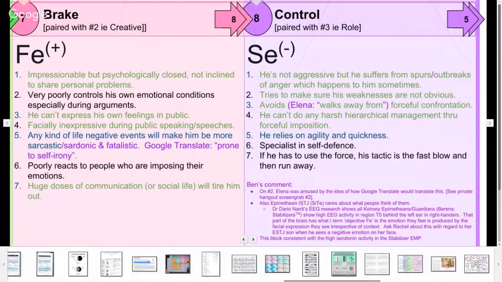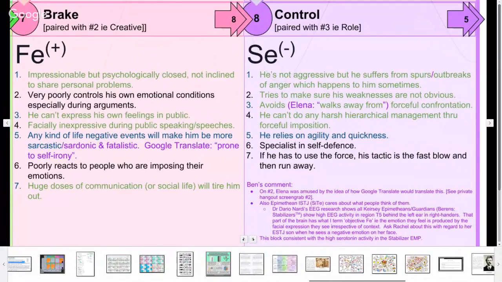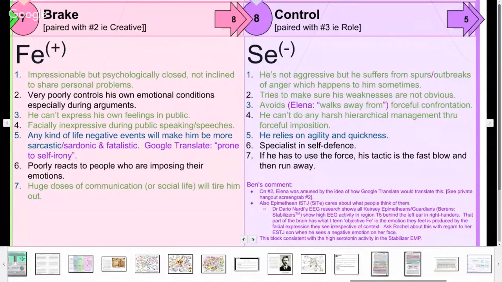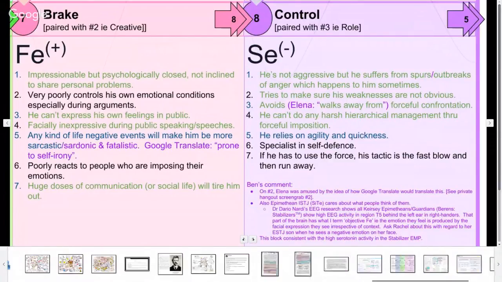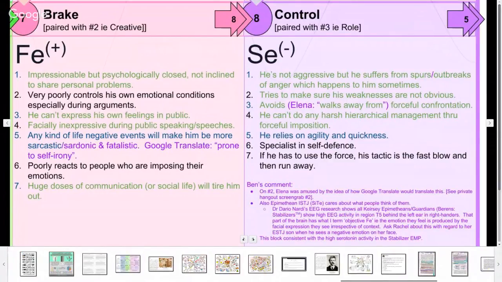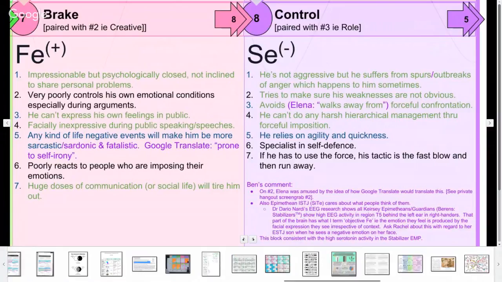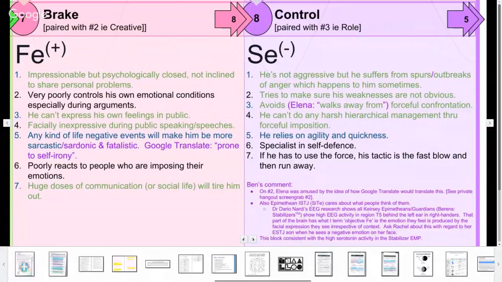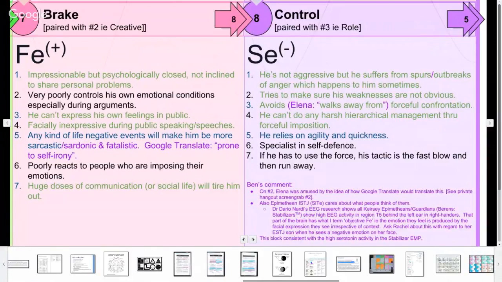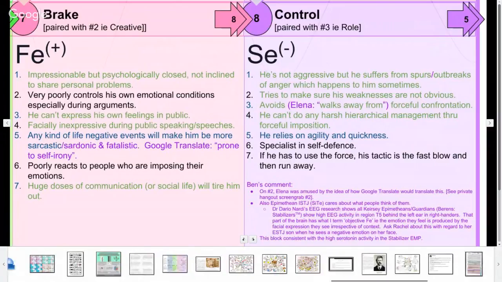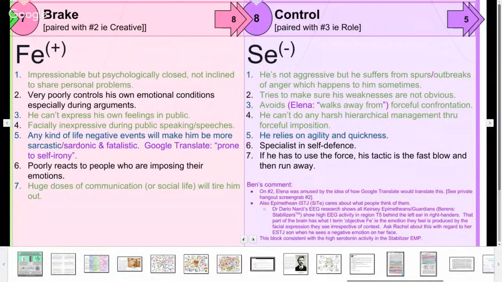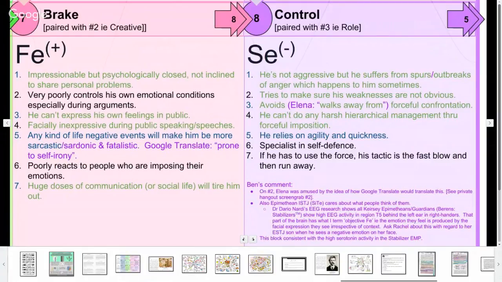Number 4, yeah, most of the time. Well, I can do it, but it's definitely out of my comfort zone. I can be agile and quick if I need to be, but I don't like to have to rush through things. I like to be able to take my time. Number 6, no, not really. Number 7, yes.